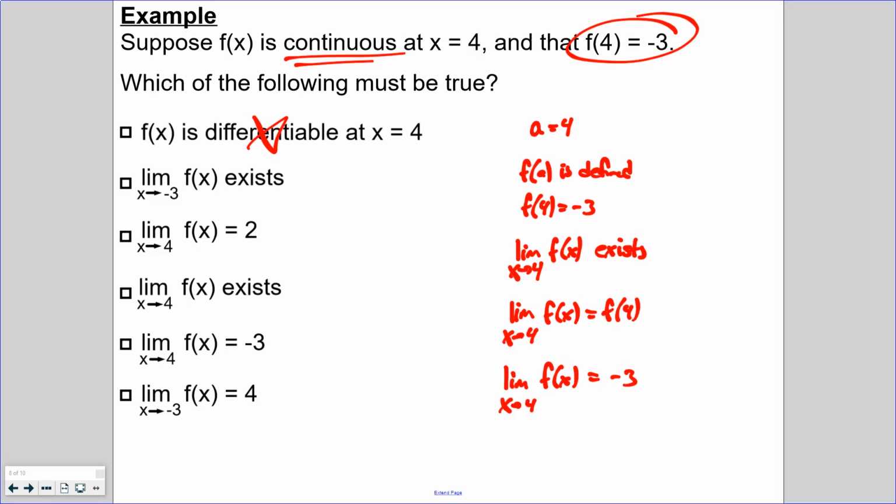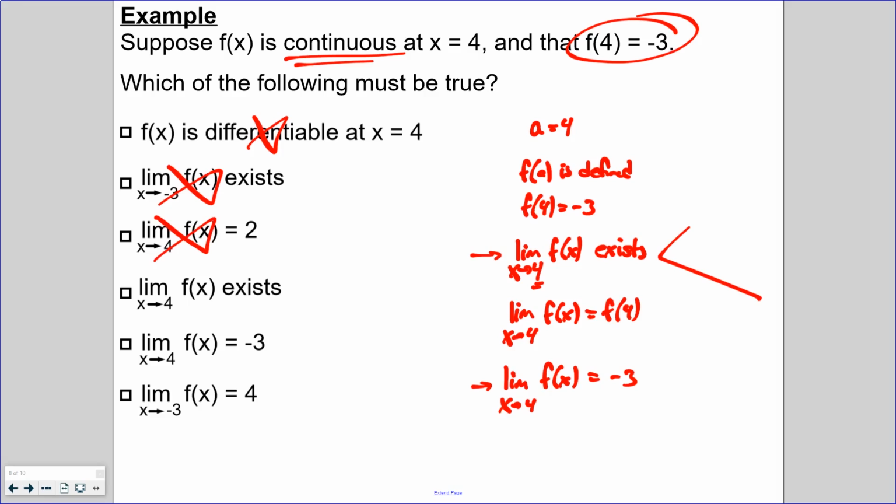All right, next up we have the limit as x approaches negative 3 exists. Again, we do have a limit that exists, but it's based around our a value 4, not negative 3. Trap answer. Done. Let's see, the limit as x approaches 4 of f of x equals 2. Well, we've already figured out the limit as x approaches 4 of f of x equals negative 3, so that one's gone. Let's see, next up, the limit as x approaches 4 of f of x exists.